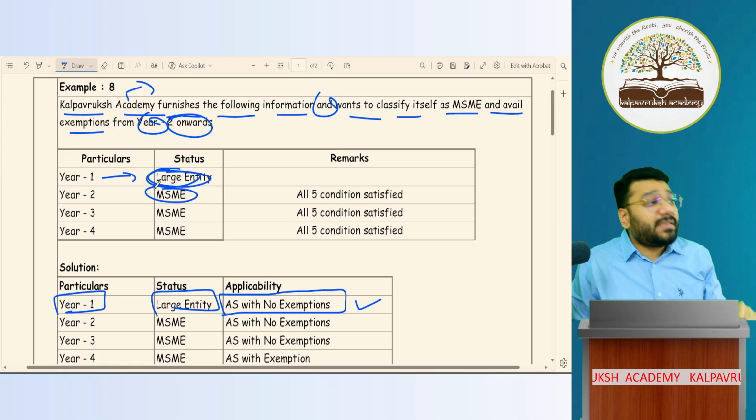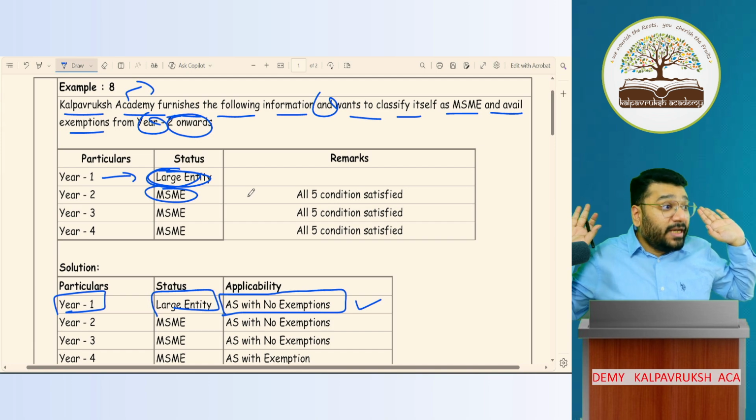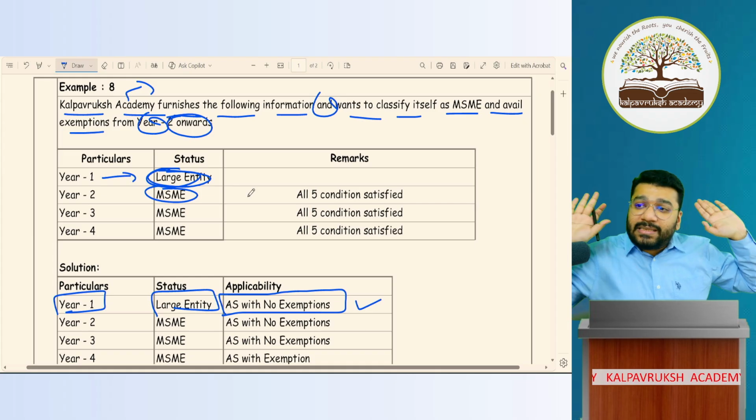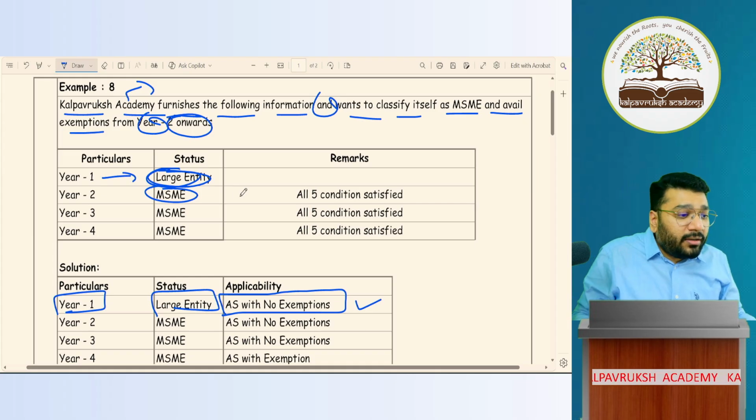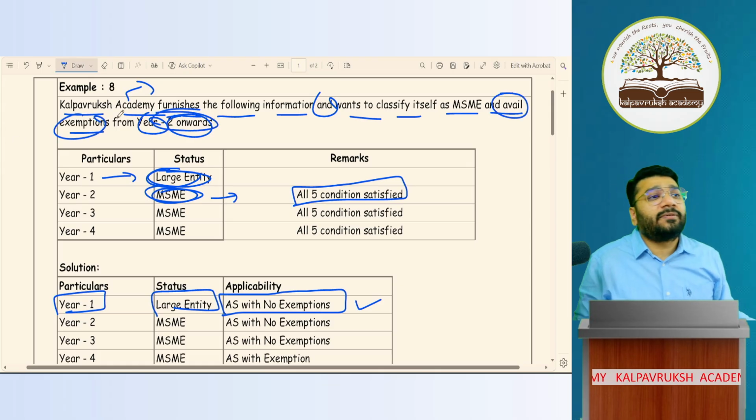The moment I become MSME, can I say I have exemptions? Generally, MSMEs have exemption. So here, the entity wants to avail exemption. All 5 conditions satisfied, it is MSME. It wants to avail exemption from year 2 onwards.